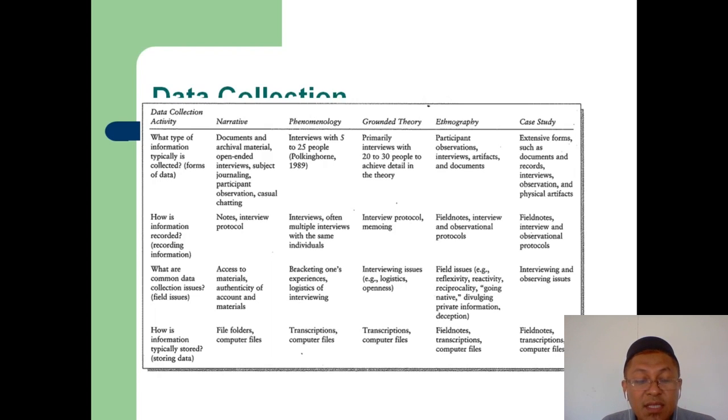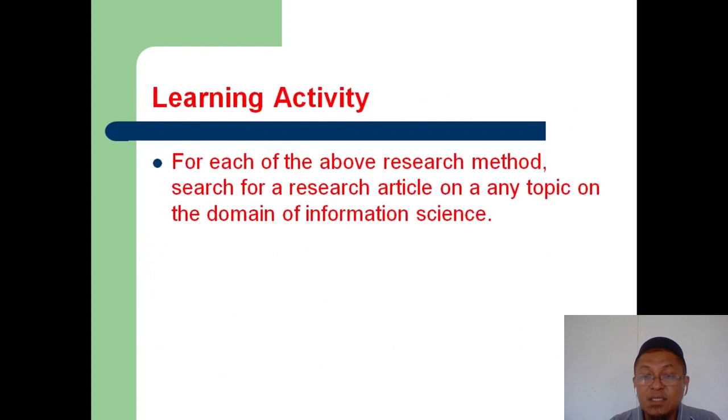What are common data collection issues? Normally it is access to places which are considered sensitive, because it may violate privacy or security issues. How is information typically stored? Nowadays we have a lot of technology. We have external hard drives. You also have cloud storage. You can use all these facilities to store your data.